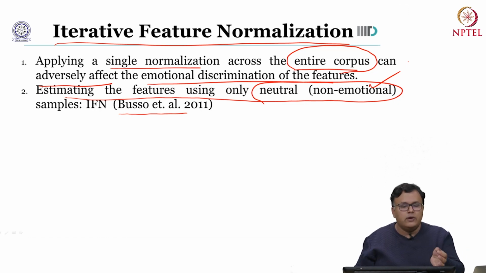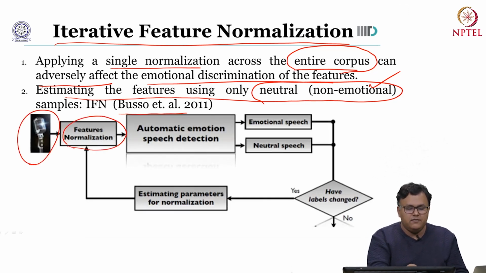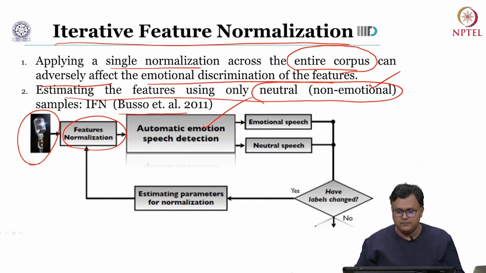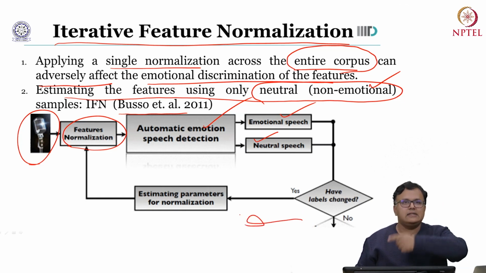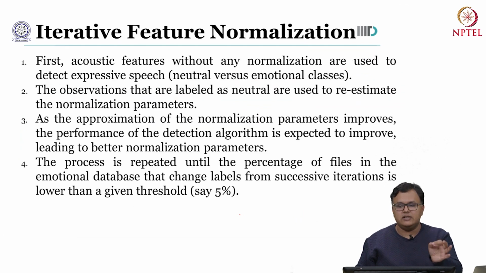Okay, so we are going to talk about iterative feature normalization. You get the input audio signal. We are interested in feature normalization. So what do we do? We use automatic emotional speech detection, and that gives us two labels indicating if it is neutral speech or emotional speech. Once we know what is neutral speech, we then use that to normalize the parameters. We do this iteratively, and then we get the ideal normalization. So here are the steps one by one.